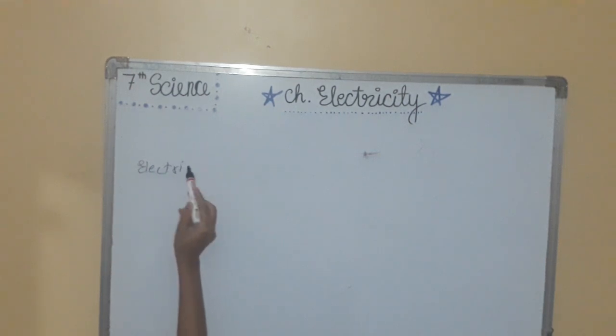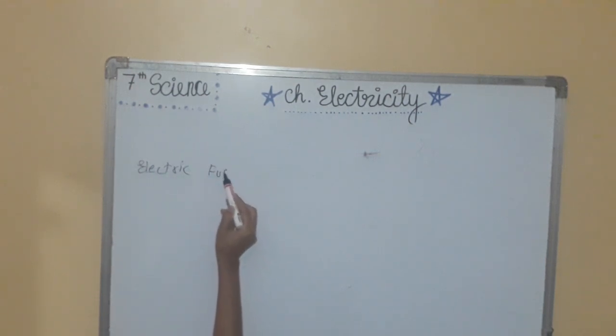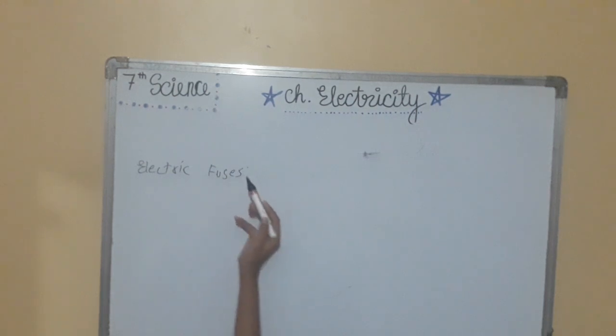Electric fuses. If heavy current passes through an electrical device, it becomes hot very quickly and may get damaged. Hence, to safeguard the electrical wiring, fuses are introduced.